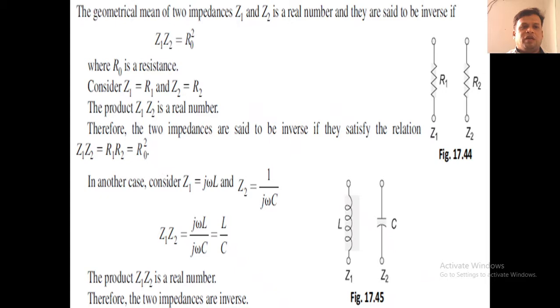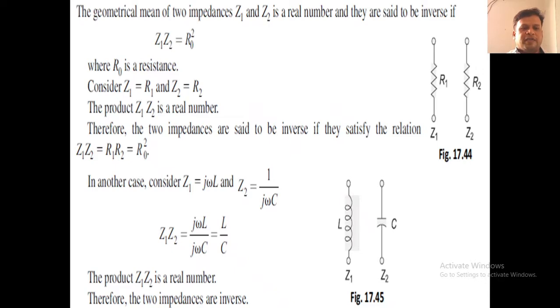Now, the geometrical mean of two impedances Z1 and Z2 is a real number and they are said to be inverse if Z1 Z2 is equal to R0 square, where R0 square is a resistance. Here R1 and R2 are given as the two resistances, and we also call them the impedances. Now consider Z1 is equal to R1 and Z2 is equal to R2. The product Z1 Z2 is a real number, therefore the two impedances are said to be inverse if they satisfy the relation Z1 Z2 is equal to R1 R2 is equal to R0 square.